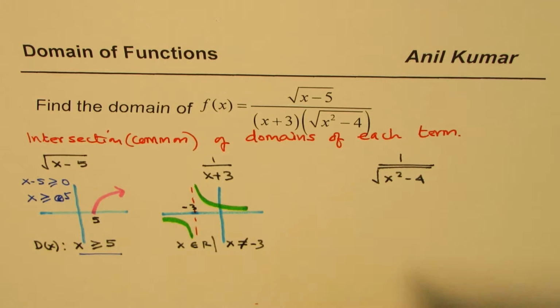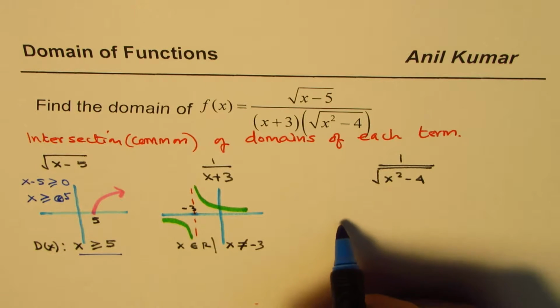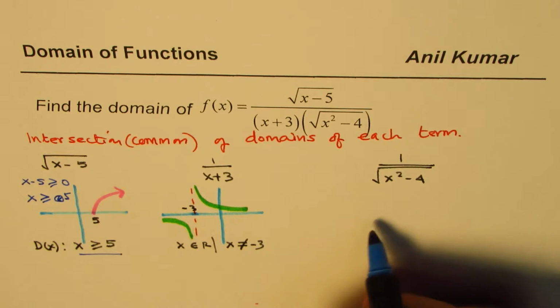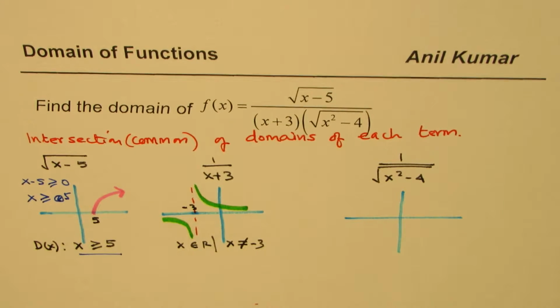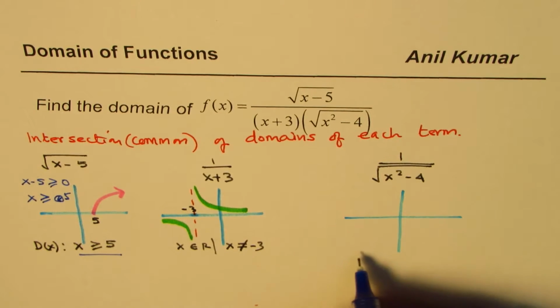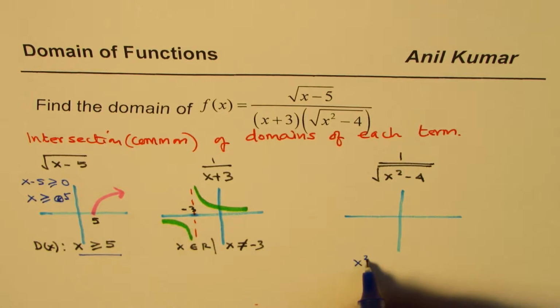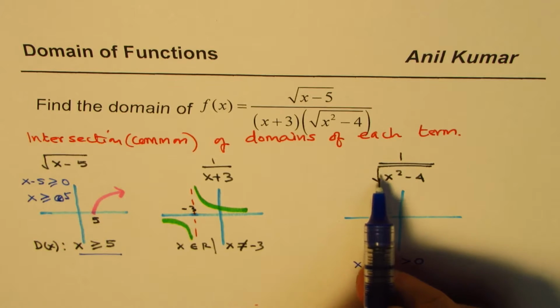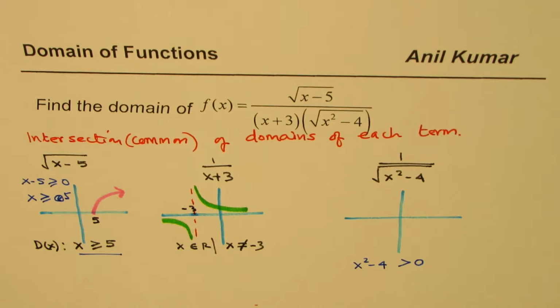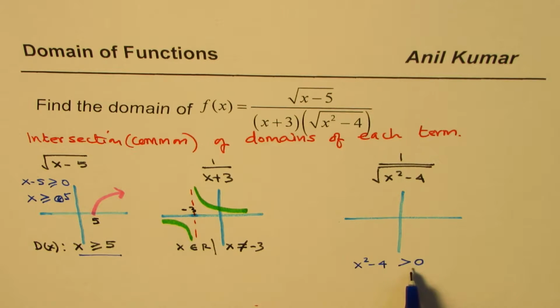The last one here is kind of complicated. We'll sketch it in two steps. x squared minus 4, which is in the denominator, should be greater than 0. It cannot be negative since it is within a square root. It cannot be 0 since we are dividing by that. So x squared minus 4 should be greater than 0.